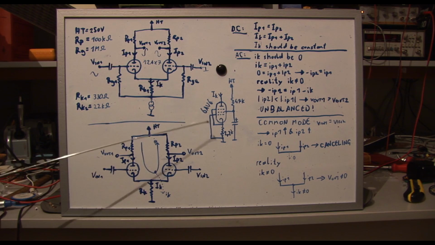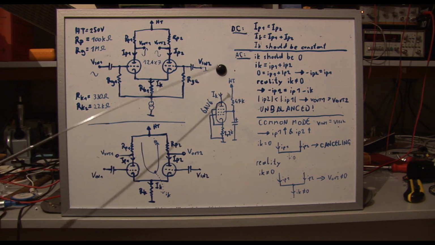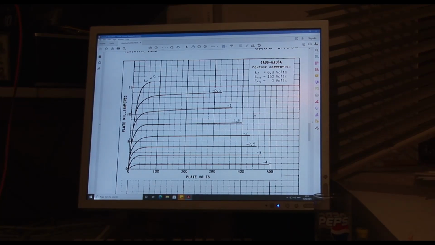This tube is actually a pentode, and this specific tube is a 6AU6, but it will work with many other pentodes as well. We have to look up characteristics of this tube in the data sheet. So here we are looking at the output characteristics of our 6AU6 tube. And what does this mean? Here on this axis we have the plate voltage, and on this axis right here we have the plate current. And these curves here are at a specific grid voltage.